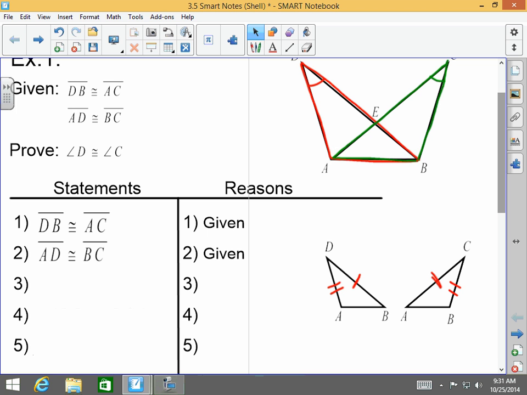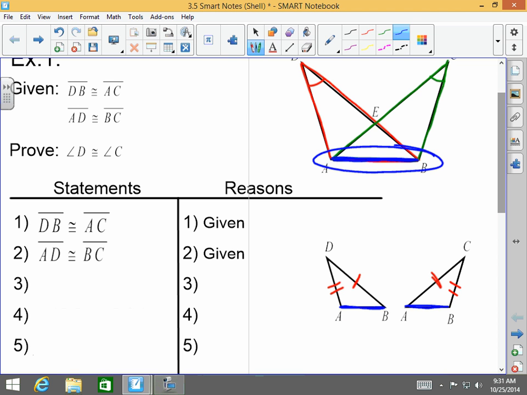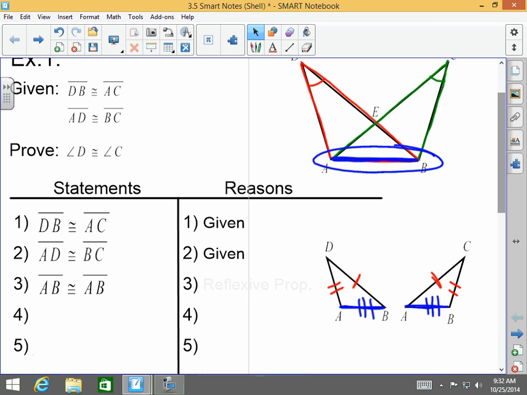Now, from here, what can you tell? Well, if you look at the main figure up here, this segment right here, AB, and you look at the original figures, don't I have an AB here and also an AB there? Okay? That AB is attached to both triangle BDA and triangle ACB. So I can now clearly state that AB is congruent to AB because of, hopefully you got it already, the reflexive property.